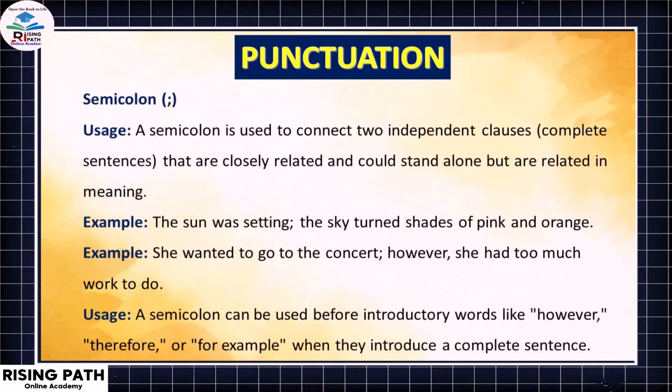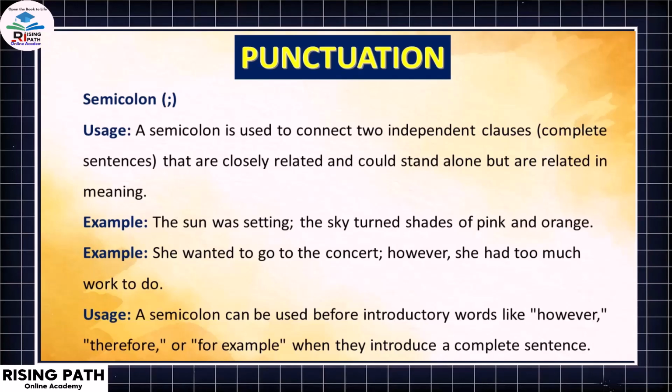So the next punctuation mark is the semicolon, that is also called the cousin of comma, and how we are going to insert it, as you can see the symbol is a comma and a dot. Usage: a semicolon is used to connect two independent clauses that are closely related and could stand alone but are related in meaning. So the example is: the sun was setting; the sky turned shades of pink and orange. Another example is: she wanted to go to the concert; however, she had too much work to do.